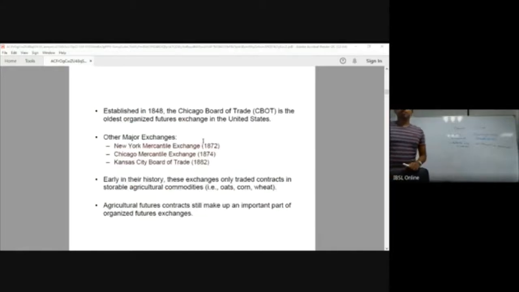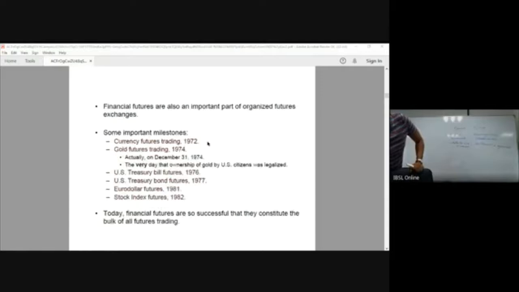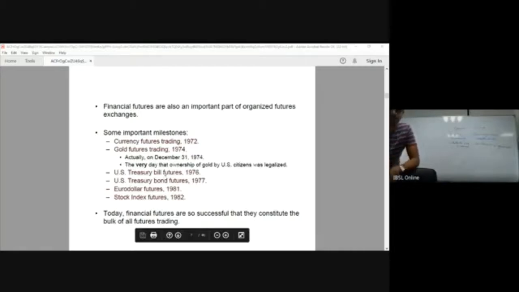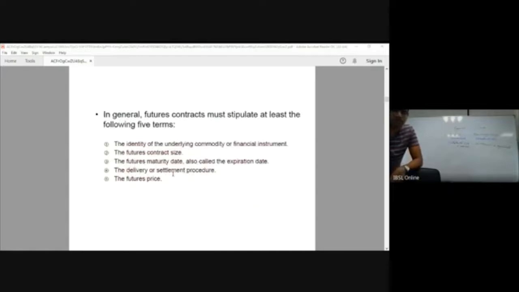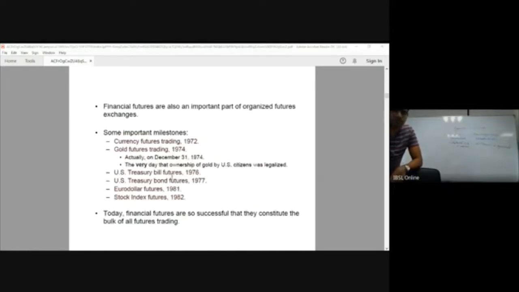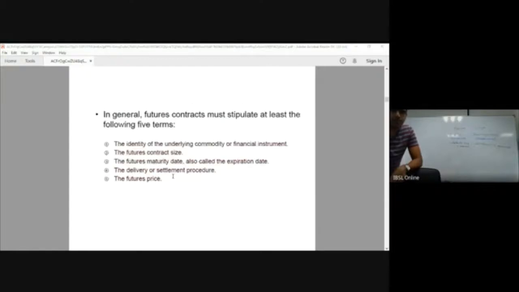So this is a little bit of history about futures. Everything started with agriculture to hedge the risk of agri-produce. And these are the major exchanges where futures trade. Futures contracts must stipulate at least the following terms: the identity of the underlying commodity or financial instrument. Right? What is the identity? Crude oil, 95% sulfur.